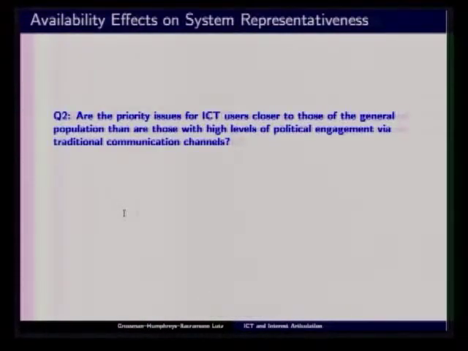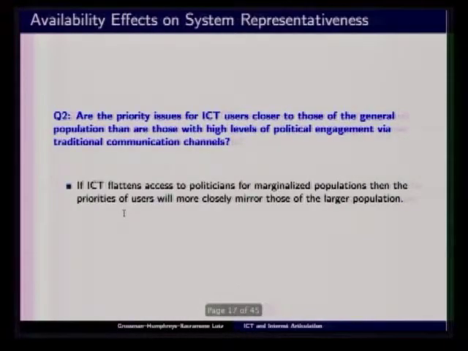The second question that we want to address is this. When we look at the priorities of people that are now politically engaged, we think that there's a distance between their priorities and those of the general population. So can we shrink this distance by introducing an ICT platform? Okay, so the users of ICT communication, do they have priorities that are closer to those of the general population? That's the second question we address in this paper.